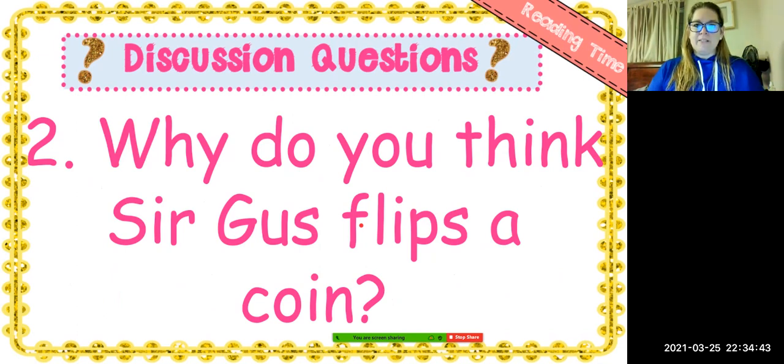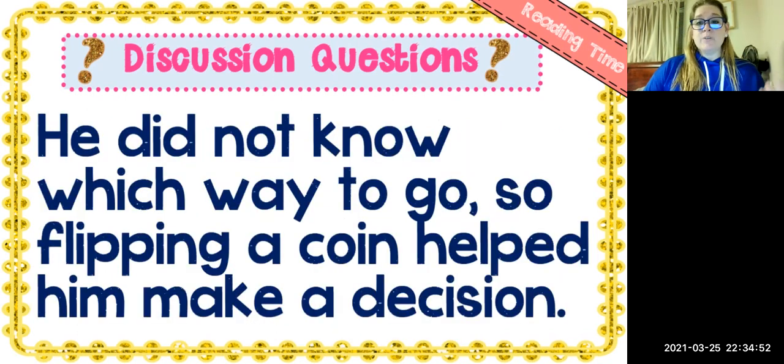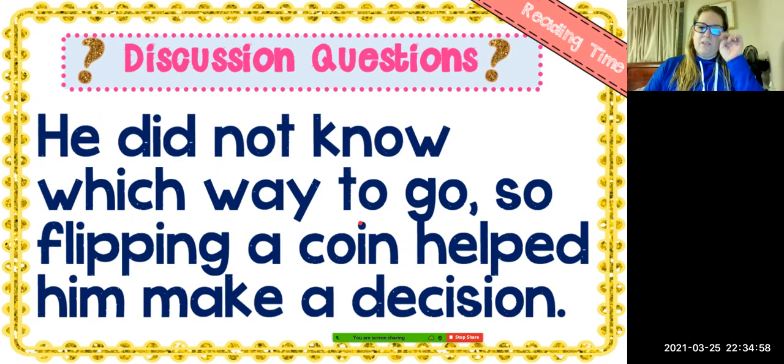Why do you think Sir Gus flips a coin? He didn't know which way to go, so flipping a coin helped him to make a decision. You guys ever do that? Like if you don't know what kind of ice cream to get or what kind of dinner to have, you flip a coin. Like heads, it's pizza, tails, it's hamburgers.